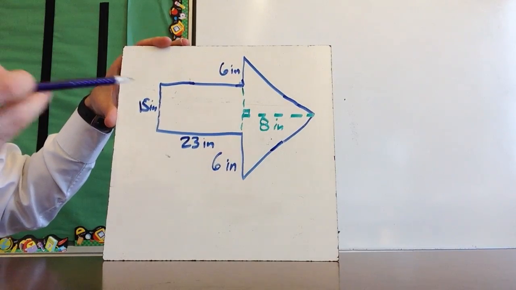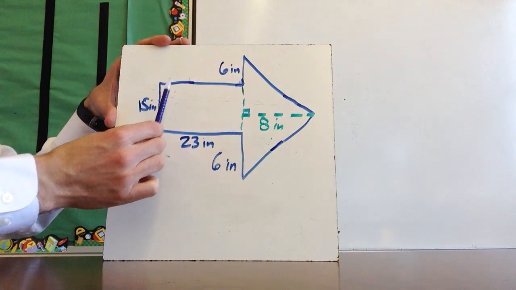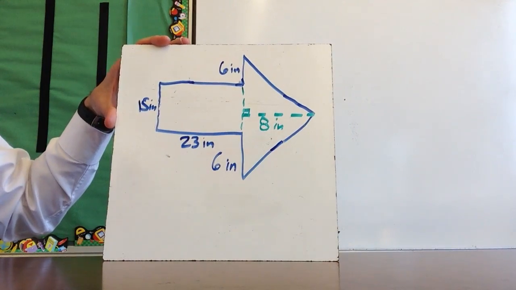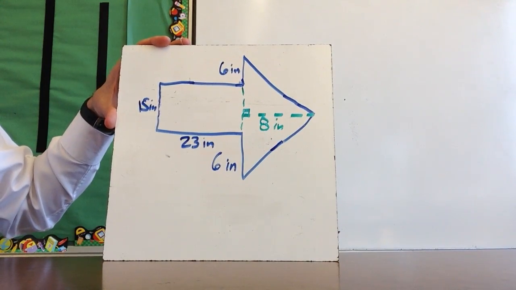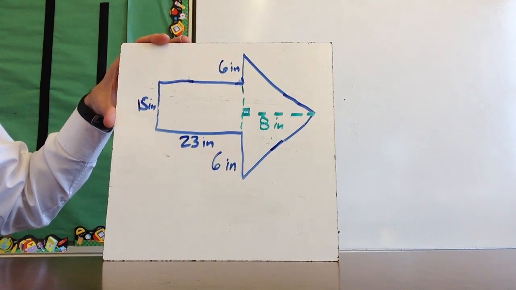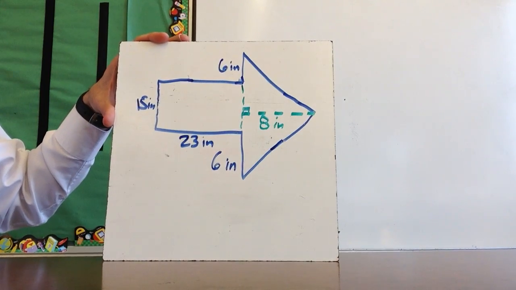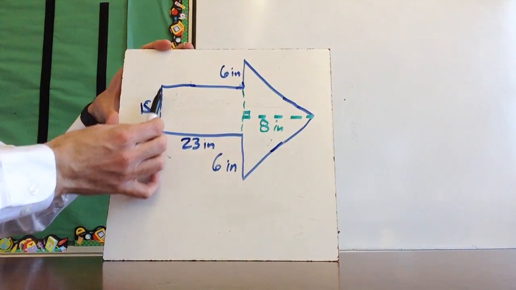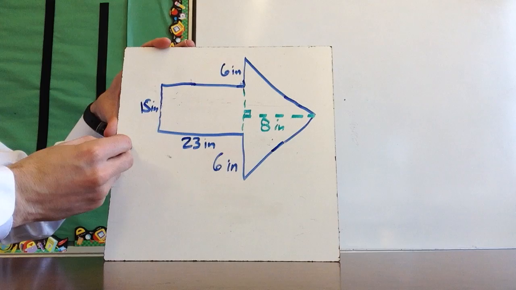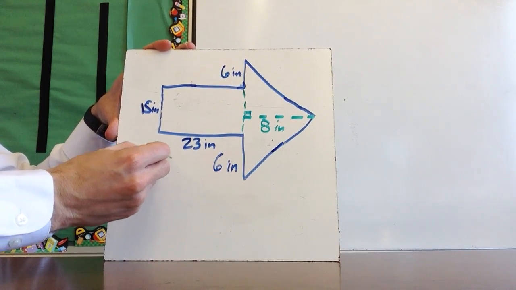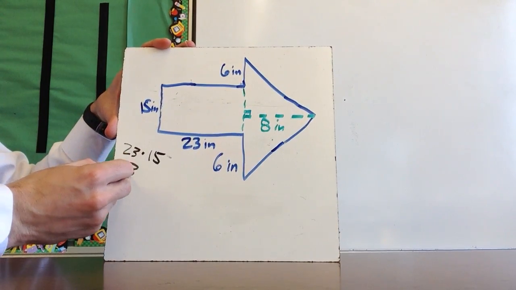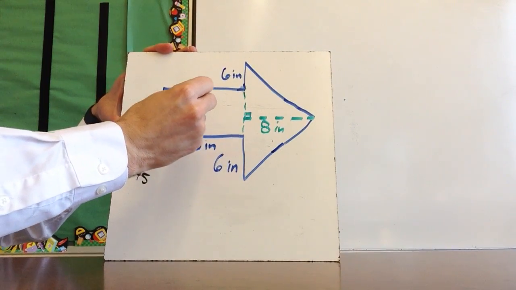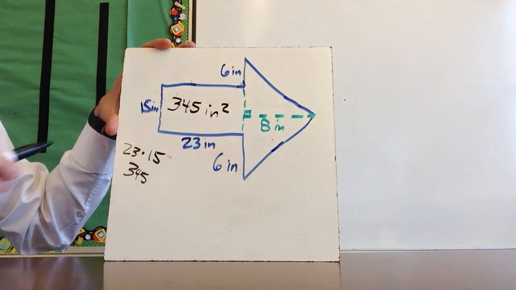So what we're going to end up doing is first determining the area of this rectangle, and then we're going to determine the area of this triangle, and then we're going to add them together. And so if you think about the area of the rectangle, the formula for the area of a rectangle is base times height. And so the base is 23, and the height is 15. So I'm going to go base times height, and this equals 345. So this rectangle is 345 square inches.